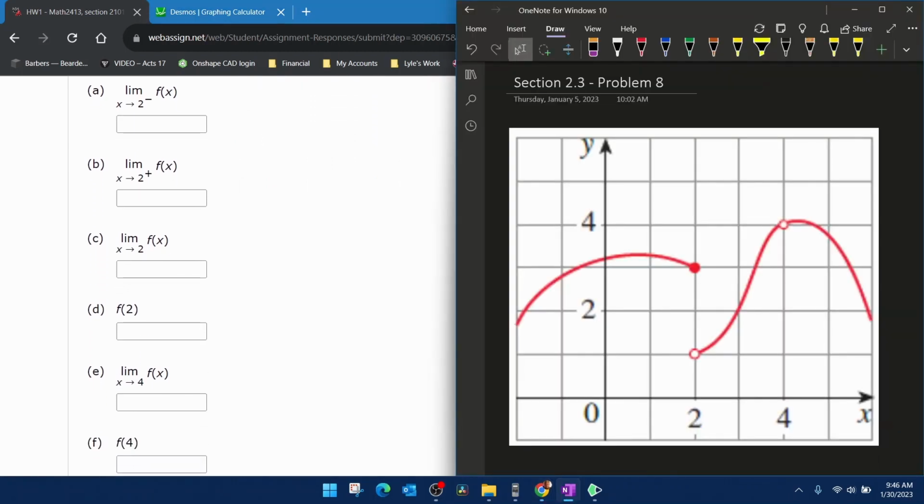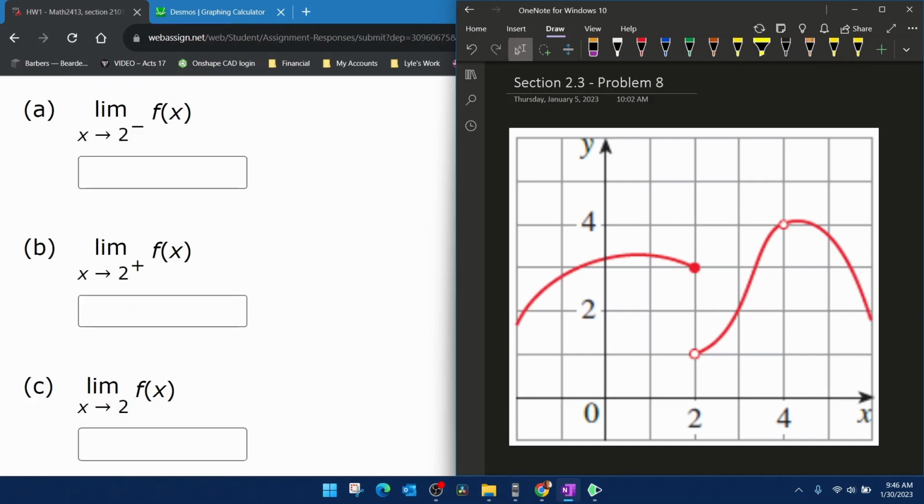And I have also blown up this graph so that we can visually interpret what's going on and answer these limits. And I'm going to blow those limits up so that you can see those hopefully better. Starting off, we have the limit as x approaches 2 from the left of the function. So over here in our picture, this is where x is 2. We are approaching from the left, which means that we're on this piece of the graph.